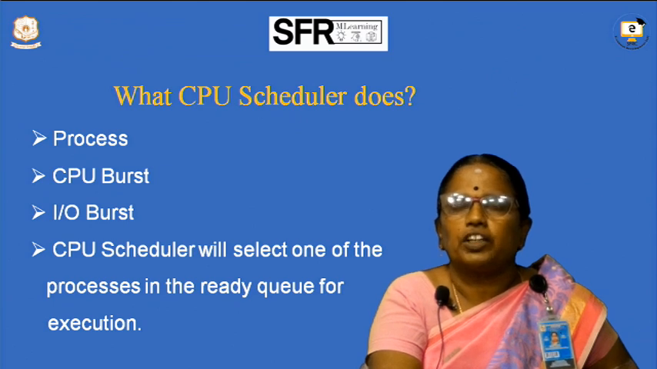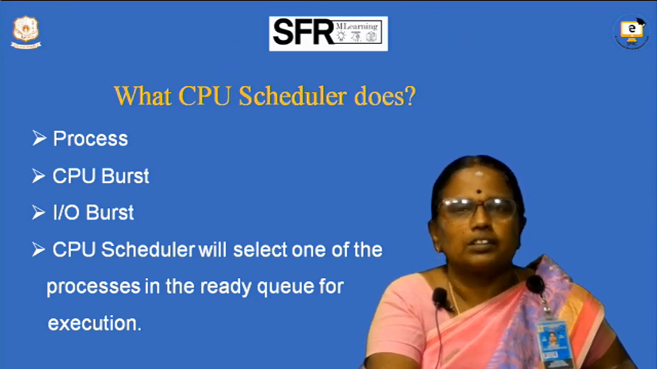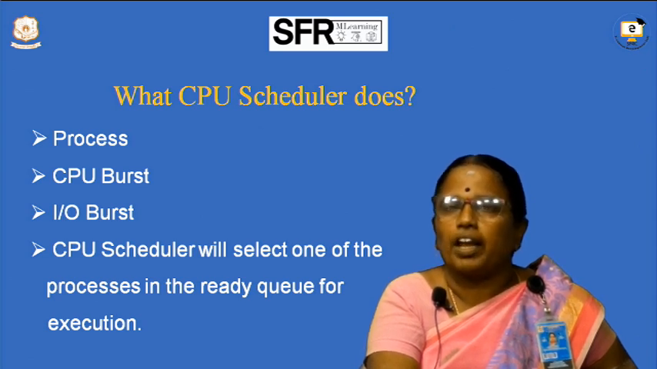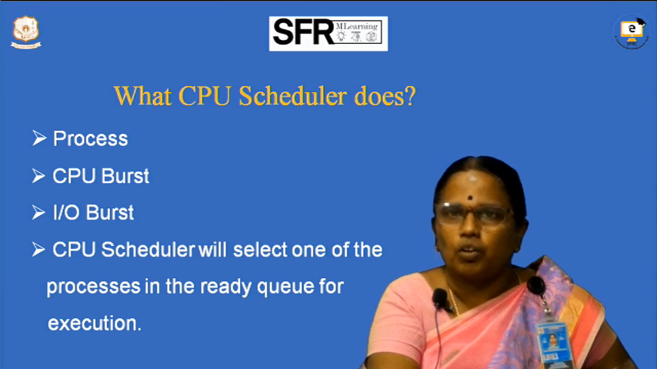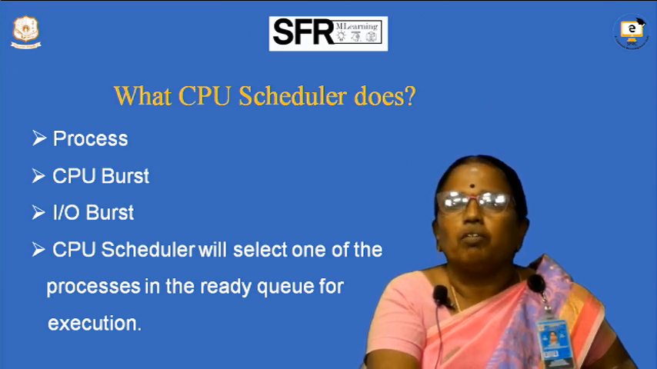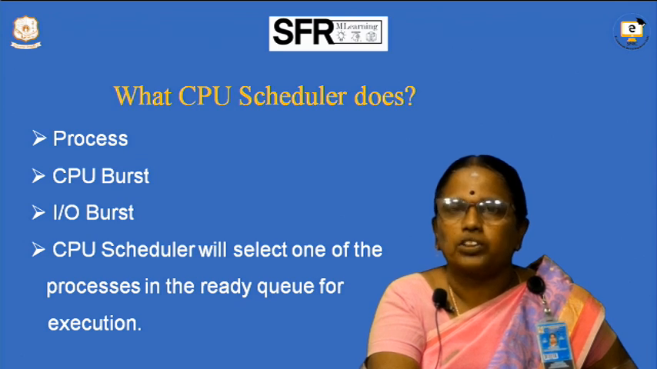Considering CPU scheduler, we need to know what a CPU scheduler does. First we will see about what is a process. Process is a program in execution, and when a process enters into the main memory, it has to be executed, and when a process is there in the ready queue, we can allot the CPU and execute the process. We can have more than one process in the main memory at the same time.